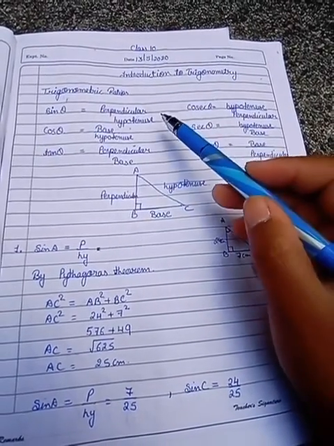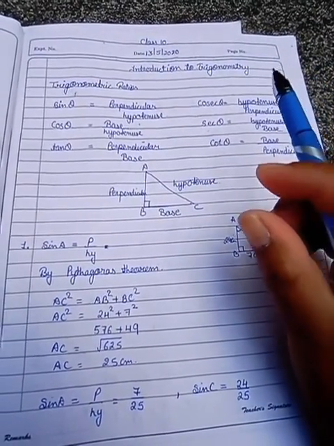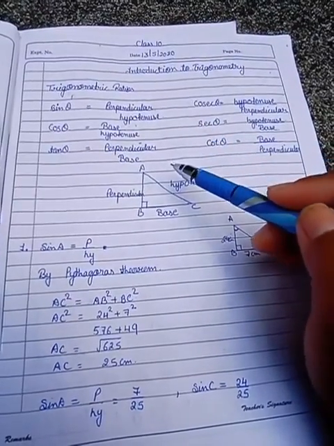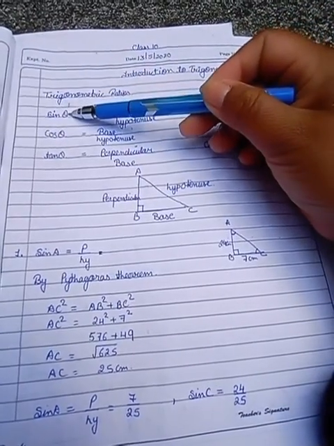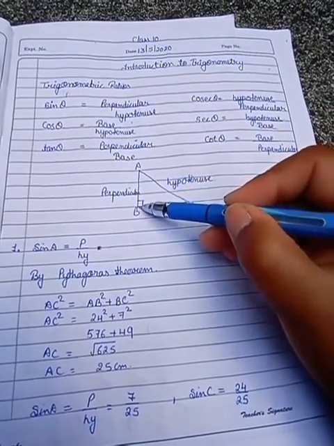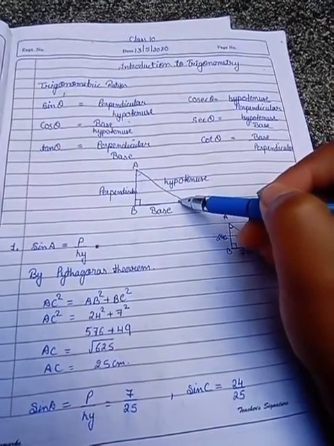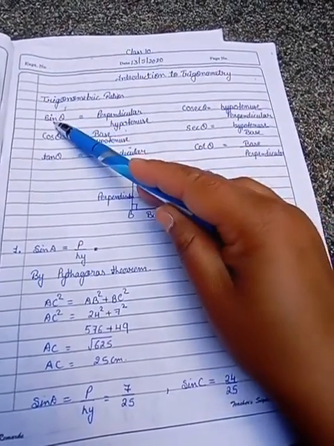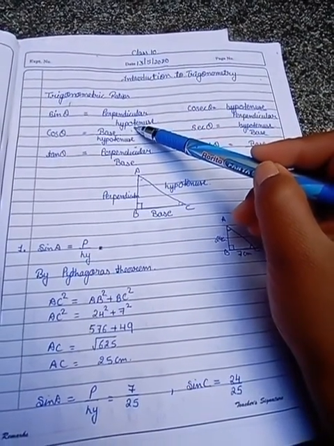Now we are just taking all these sides in terms of ratio, meaning the ratio of two sides at a time, and there is a particular name for each of those ratios. First is called sine theta. Theta is nothing but an angle, any angle of this triangle except this 90 degree. It can be this or this. So sine theta is equal to the ratio of perpendicular and hypotenuse.